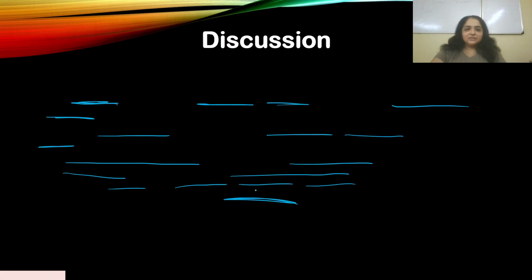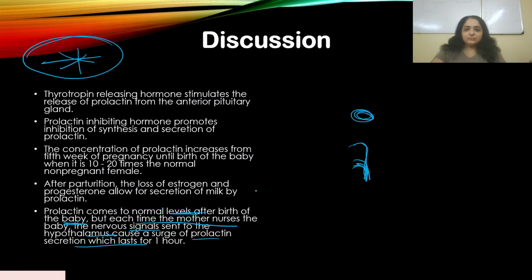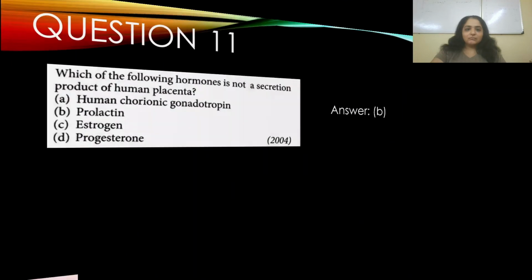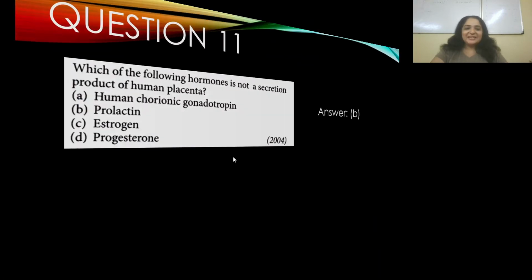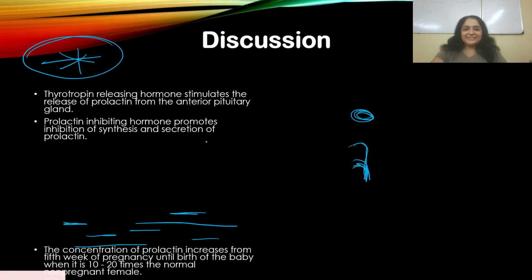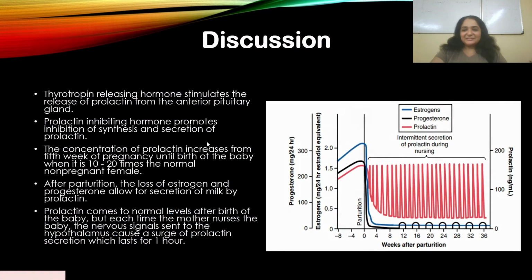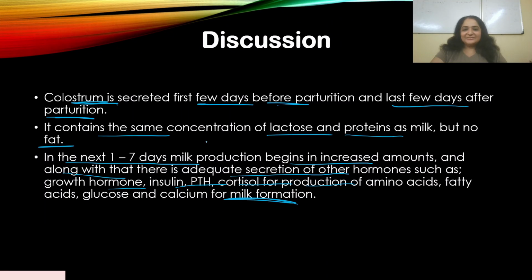Clear? I think I've answered this question, right? So it's not a secretion product of the human placenta, that's prolactin. That answers our question, right? I've already explained what prolactin is in a bit of detail. Let's move on then.